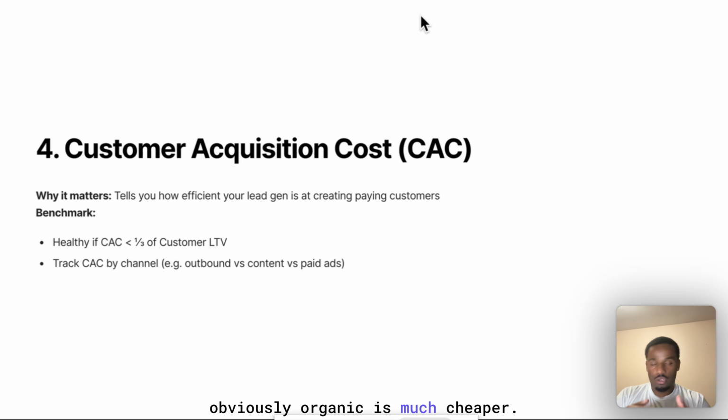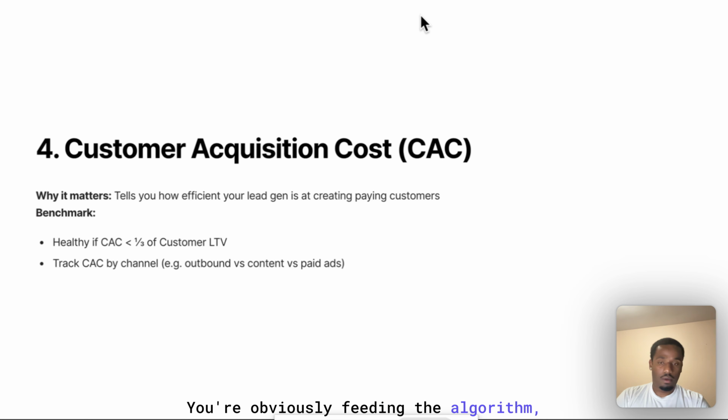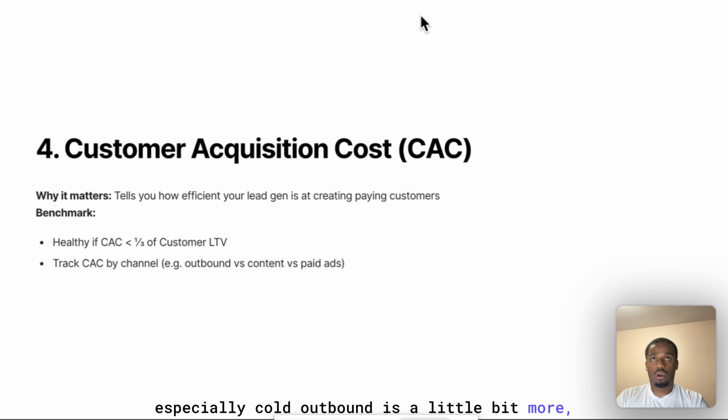Obviously, organic is much cheaper. It's more evergreen, longer lasting. Paid ads, you're obviously feeding the algorithm, you're paying for it, right? Outbound, especially cold outbound, is a little bit more intense, so be ready and make sure your offer, especially on the cold outbound side, is ready for your cold traffic audience, right?